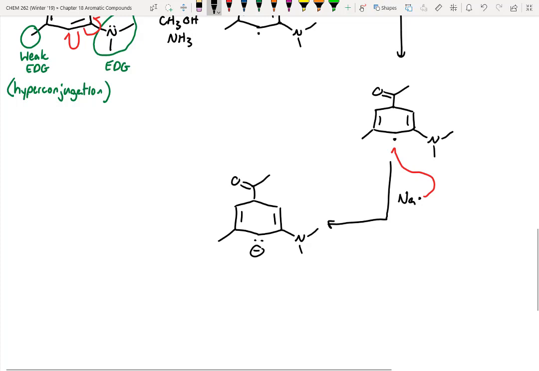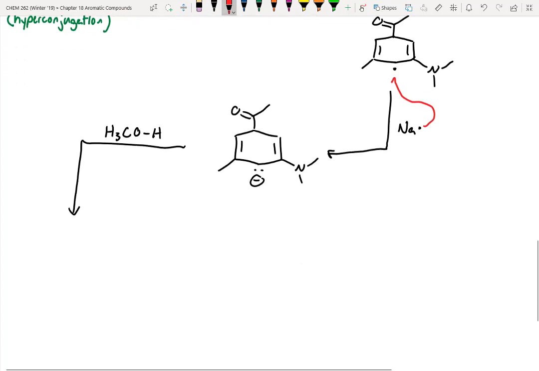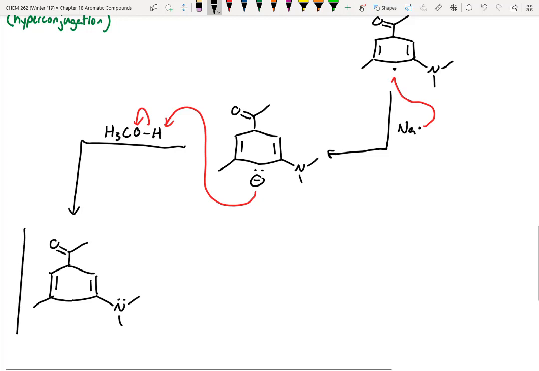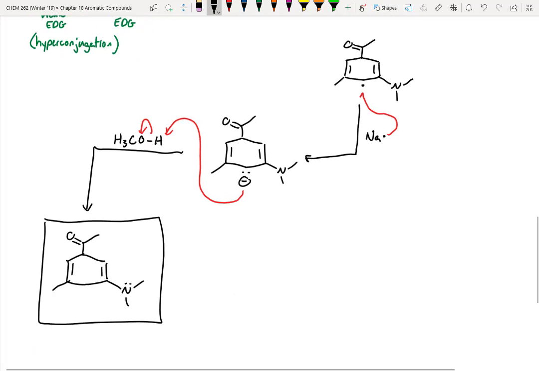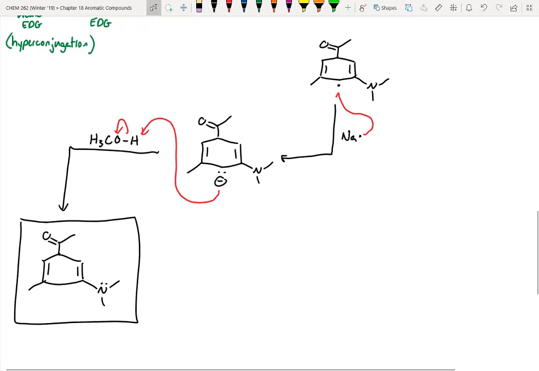Again, we regenerate our anion, and then what's the last step? Protonation one last time. All right, so this anion will reach over, grab this proton, and we would get to our final product. Does that make sense? So it's kind of a steppy mechanism.